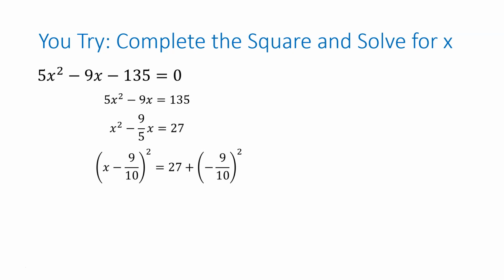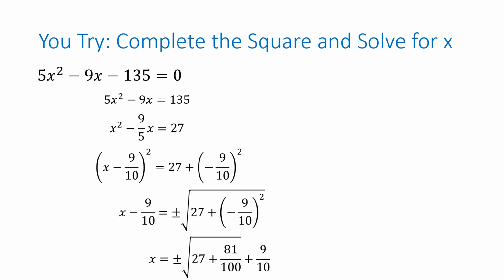We square root both sides and include a plus or minus on the right-hand side. On the left-hand side, the square and the square root cancel, and we get x minus 9/10 equals plus or minus the square root of 27 plus -9/10 squared. We move the -9/10 to the other side, and when we do that, it becomes positive. And we get x equals plus or minus the square root of 27 plus 81 over 100 plus 9/10, where -9/10 squared is the same as 81 over 100.